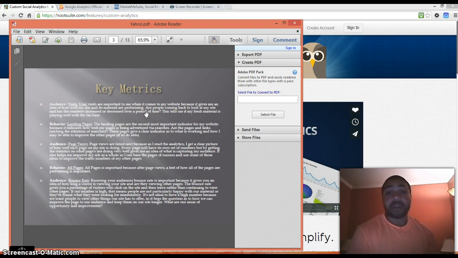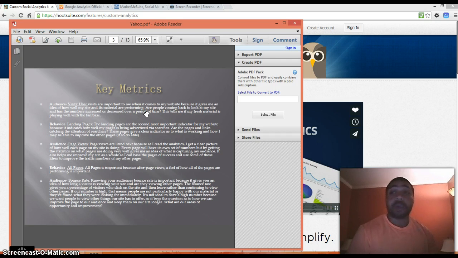Looking at our metrics at Yahoo.com, there are plenty of things that we like to look at. One being our user visits. That's our most important thing. How often are people coming to use us? How many people are coming to look at our website? Are they coming back? Those are things we like to look at. Our landing pages. What are people coming to land? What pages are people looking at?